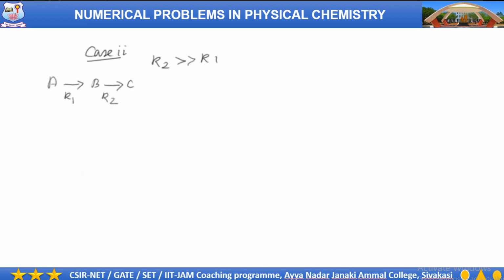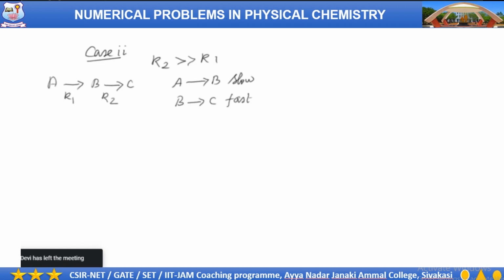What happened in this situation? A to B is taking place slowly, whereas B to C is taking place very fast. Please imagine the situation. Formation of B from A is very slow, but the conversion of B to C is very fast. Therefore, what about the concentration of B at a given time? Almost zero.